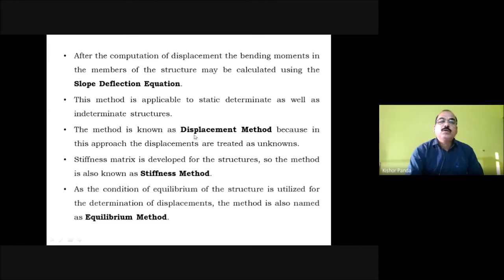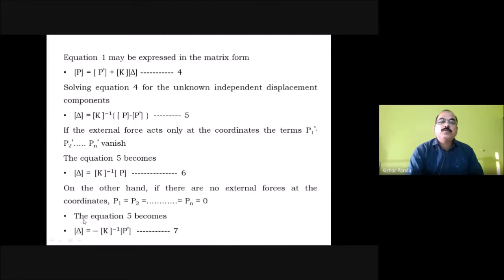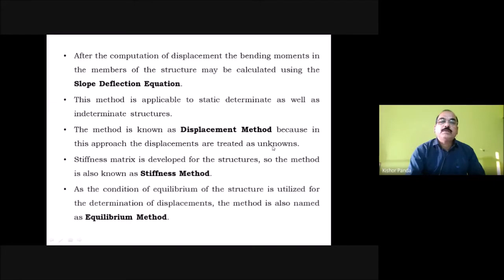The method is known as the displacement method because in this approach, the displacements are treated as unknowns. Why is this called the displacement method? Because you have to find out the displacement. After getting the displacement, you can find out the bending moment using the slope deflection equations. That's why this is called the displacement method.